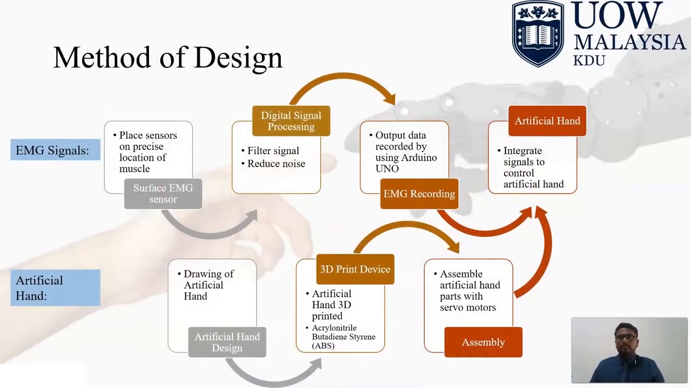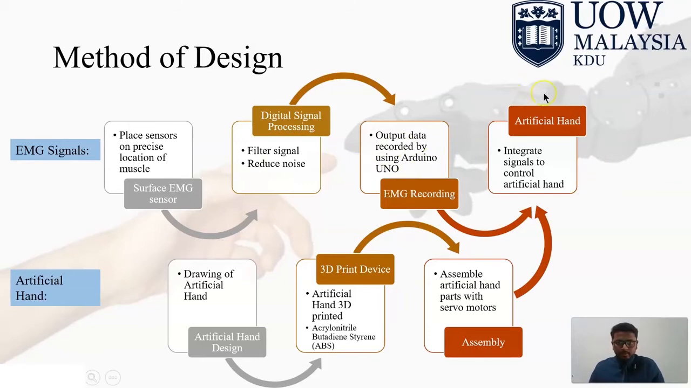Here I shall explain the method of my design on creating the prosthetic hand. First off, we will start with the EMG signals, where we have to find the location on the forearm where the highest or the finest EMG data will be present. After finding out the location, this EMG data will be collected, and the signal will be filtered and the noise will be reduced by the MyoAware muscle sensor. Then the output data from the MyoAware muscle sensor will be output to the Arduino Uno, where the Arduino Uno will be recording the data in a serial monitor.